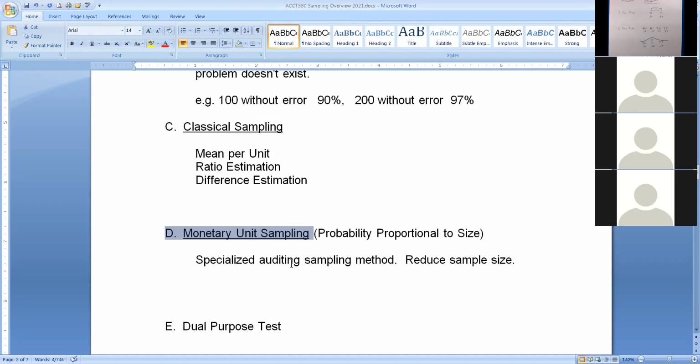So in some situations it's better. If you use it inappropriately, though, it's worse than classical sampling.